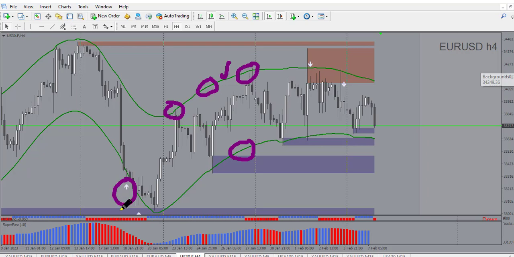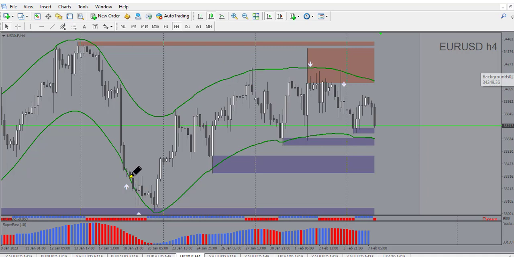Then condition number 3: the first indicator here in the indicator window must turn blue for a buy. This condition is met also, and the last indicator here must turn blue also, confirming the same setup. Now let me explain again one by one so that you understand it well.